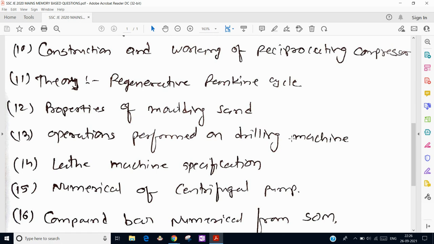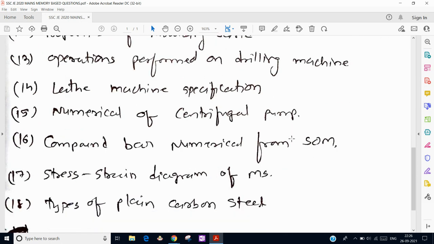Our next question was lathe machine specification, like swing diameter over the bed, what is the maximum length, what is the maximum diameter, maximum speed, power, gear ratio, all that. And there was one numerical of centrifugal pump, very easy questions. The numerical was very easy. And there was one numerical of compound bar from strength of material, that was also easy, but if you have practiced then it will be easy for you, otherwise it will be time consuming. Next, there is a stress strain diagram for mild steel, that is a very common question. And one last question that I remembered, that is types of plain carbon steel from material science.